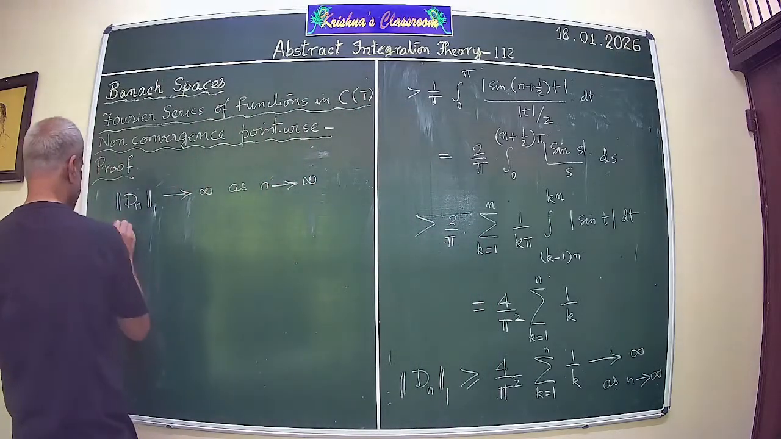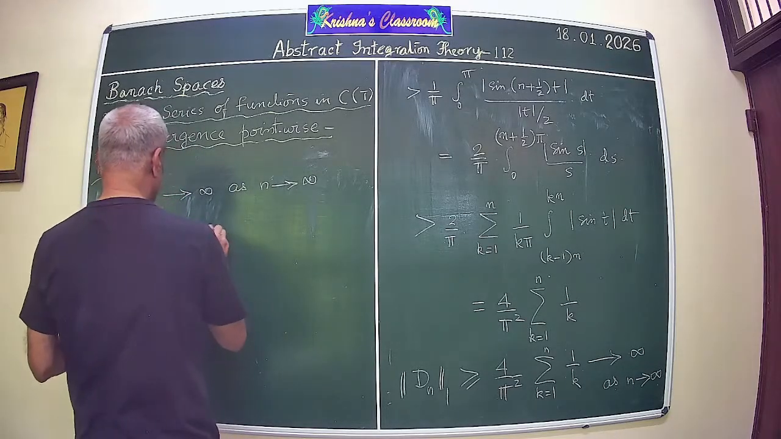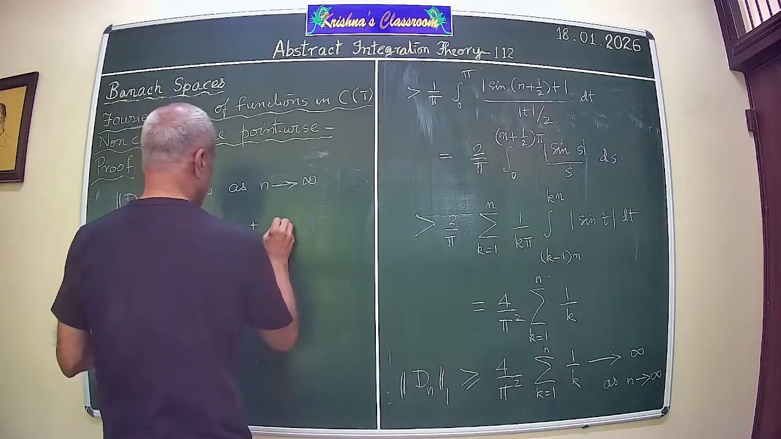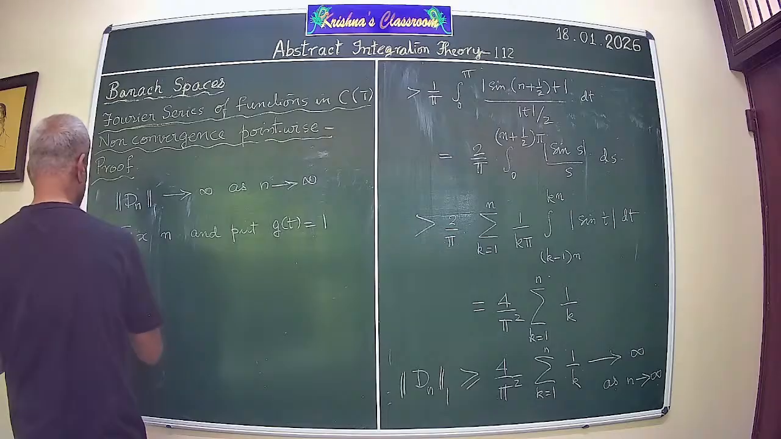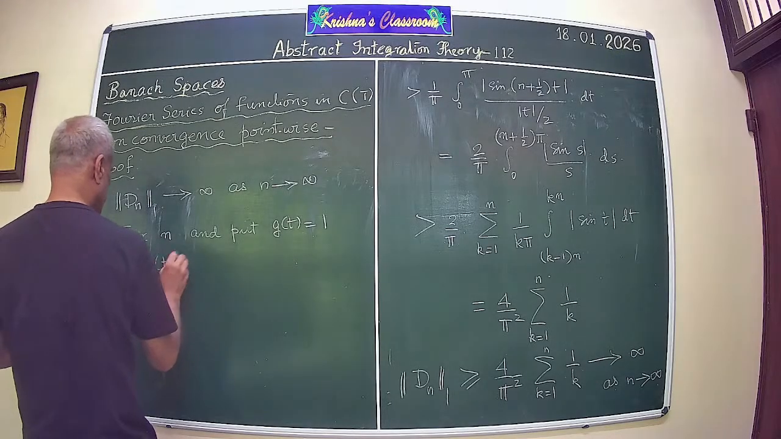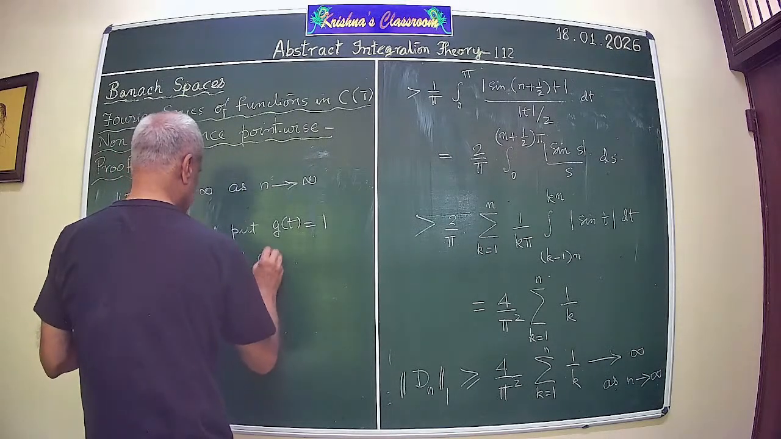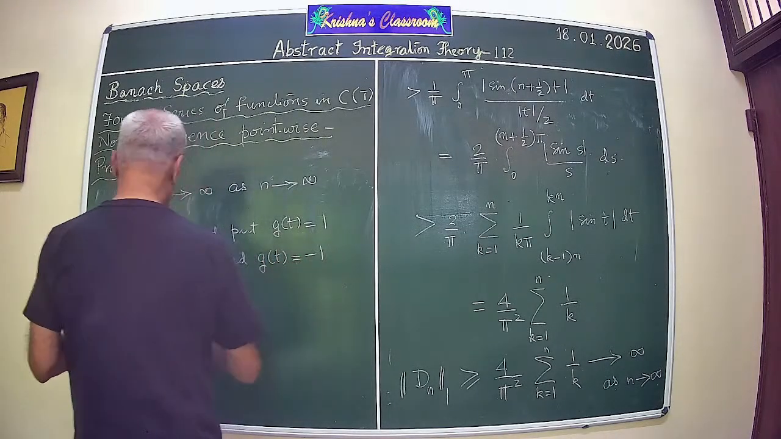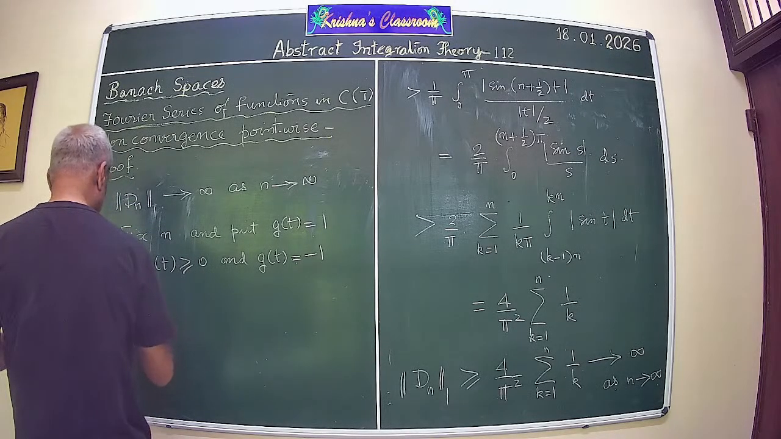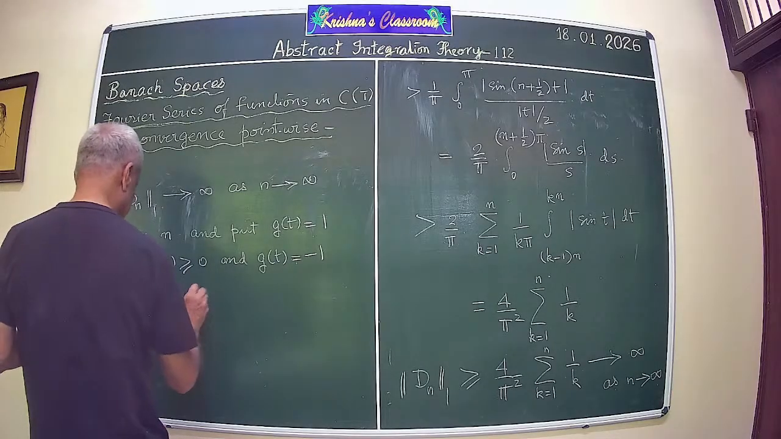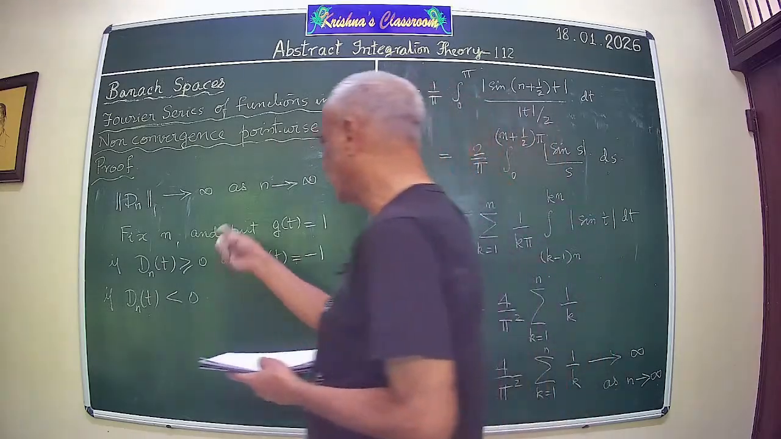Now fix t, and put g(t) equal to 1 if ..., and g(t) equal to -1 if ... less than .... This is the crucial step. Okay, so for each n you do this.